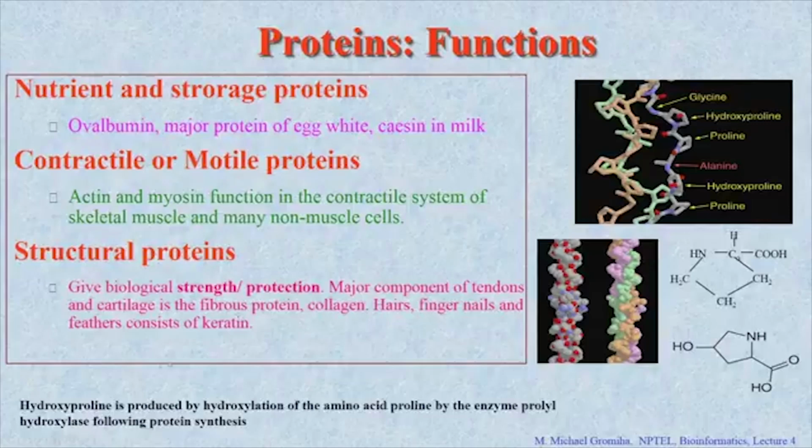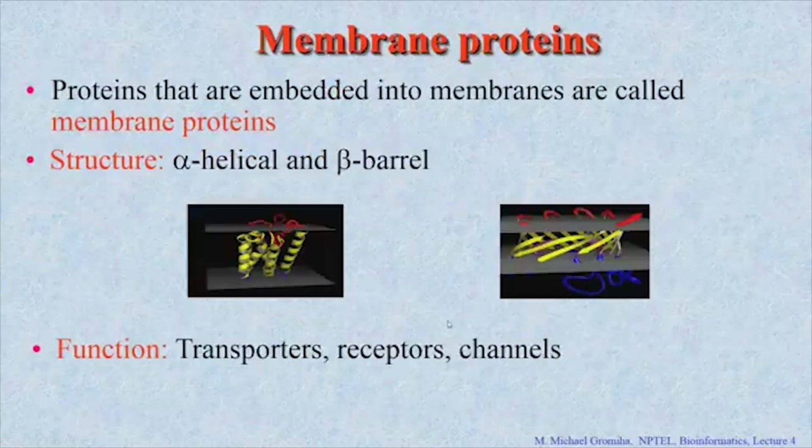For example, you can find this in hairs and fingernails, and the feathers. So you can see these proteins have some specific combination of amino acid residues, like hydroxyproline, glycine and proline. About one third of these proteins is glycine, hydroxyproline as well as proline. So this gives the elongated shape to structural proteins like collagen, keratin and so on.